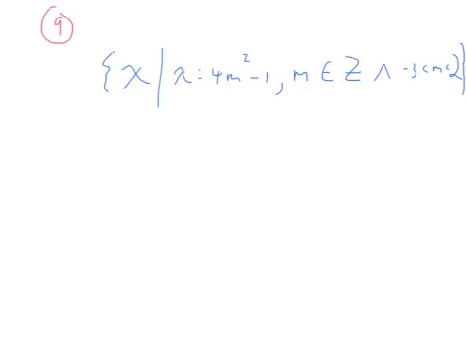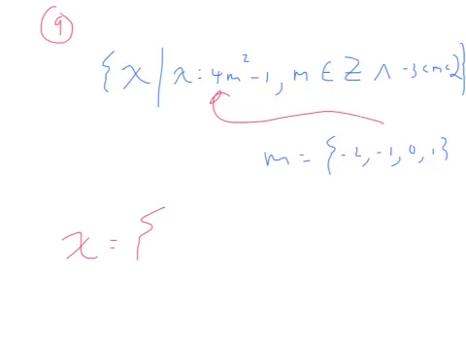Close that up. So that means that our m values are going from negative 2, negative 1, 0, 1, and we're putting these m values into this expression to get new x values. So we're calling on a function to create new sets. So what do we have? We have 15 and 3 and negative 1 and 3 for my x values.